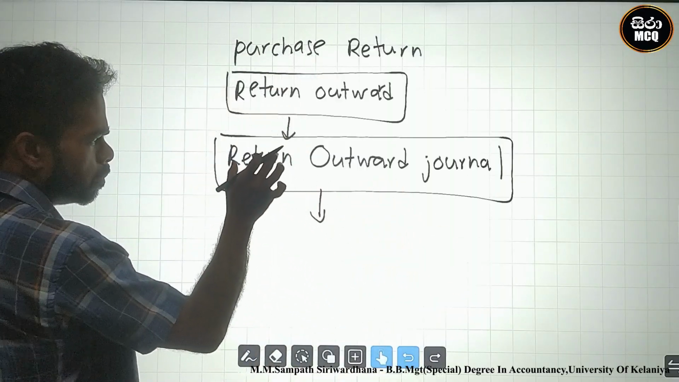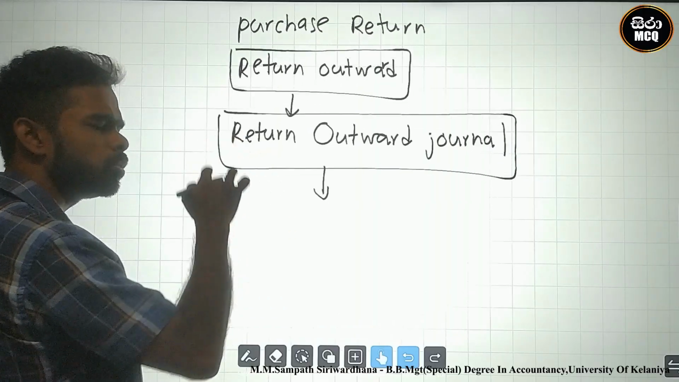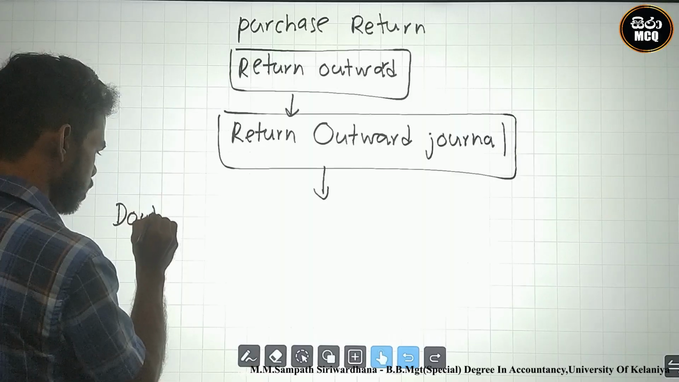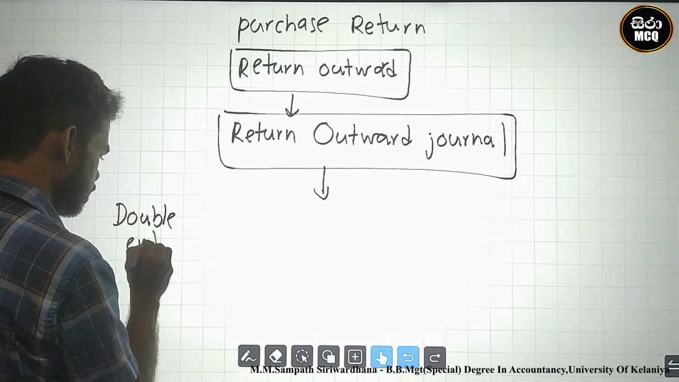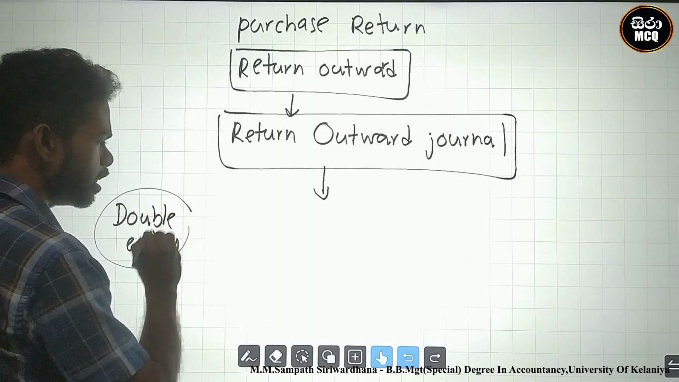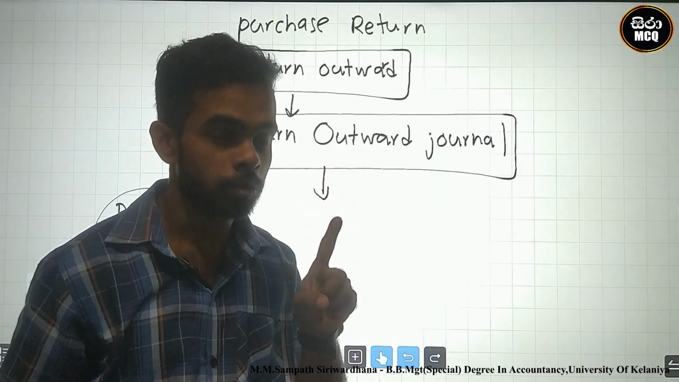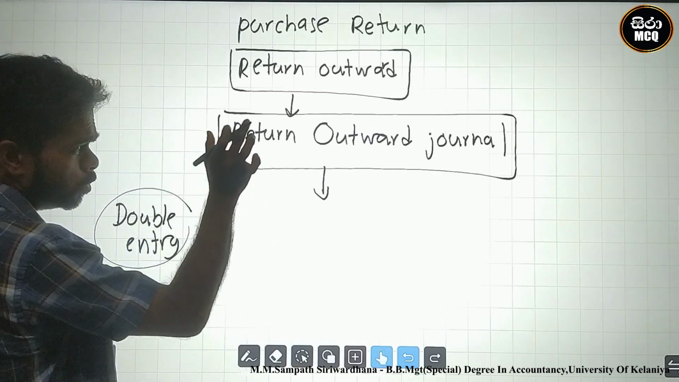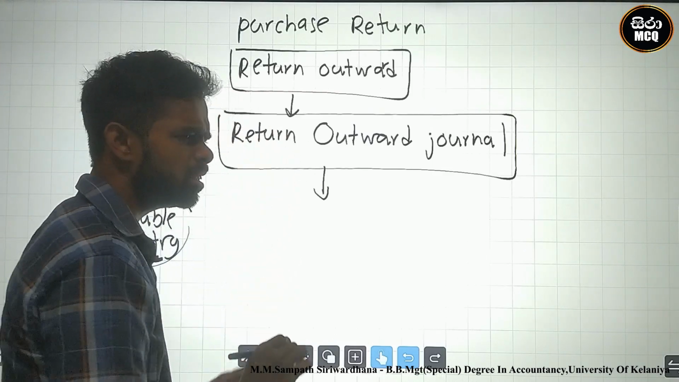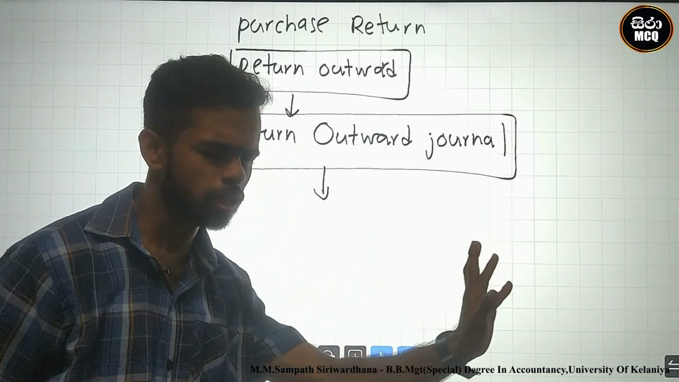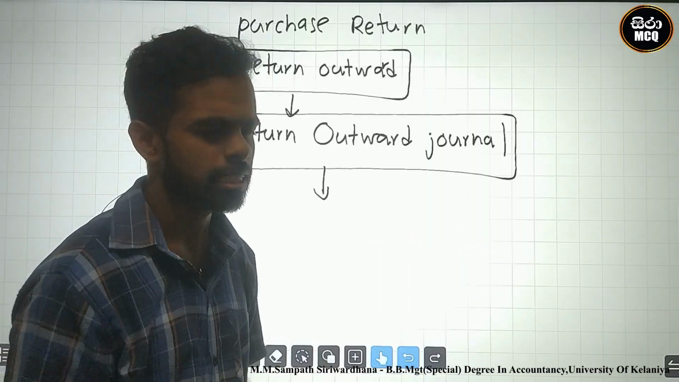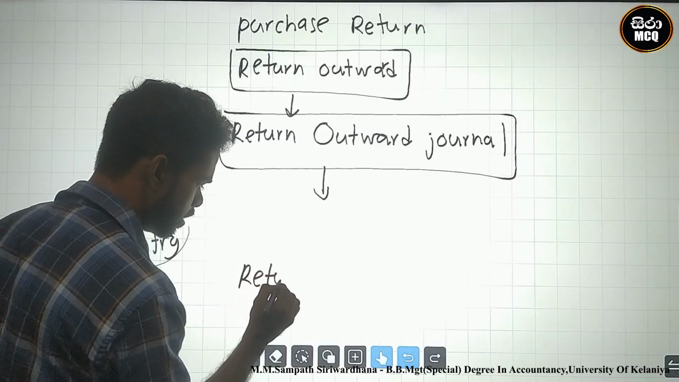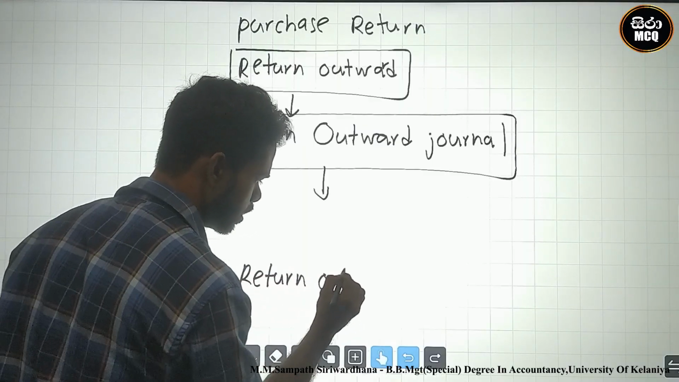Look here. What is the double entry to return outward? Based on the double entry, we can identify the source document, debit note or credit note. Look here. Return outward, double entry. Outward means outflow. Outflow means credit.